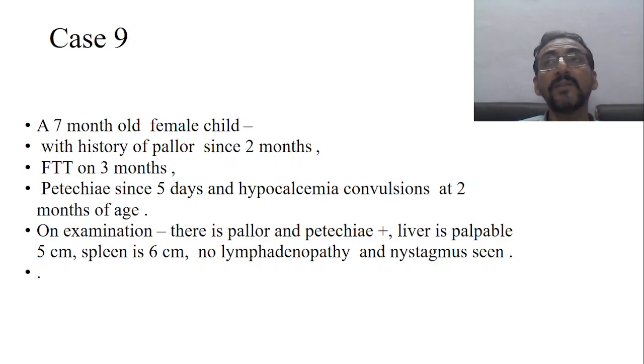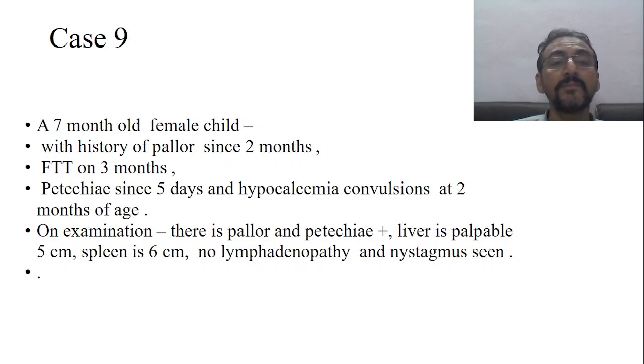And also there is some convulsions, like hypocalcemia convulsions, at the 2nd month of age. Now child is 7 months. 2nd month of age में बच्चे को convulsion आया था. That is hypocalcemia. Because of hypocalcemia, calcium कम हो गया. That leads to convulsions.